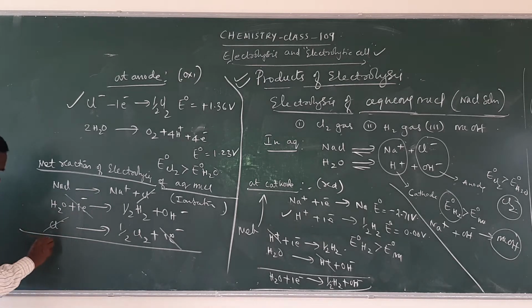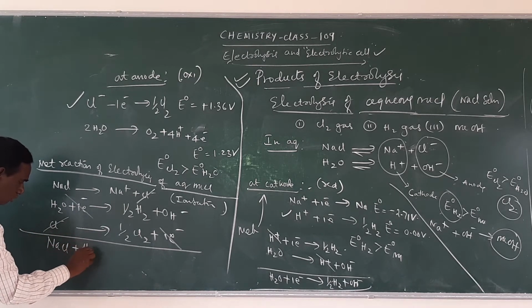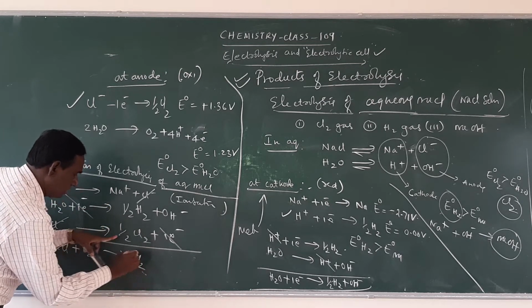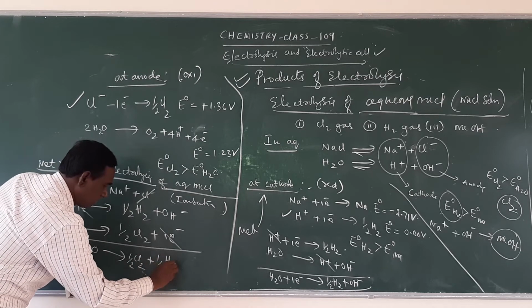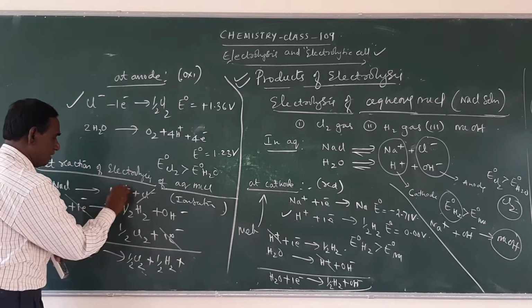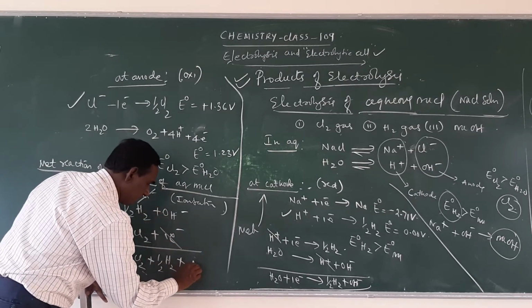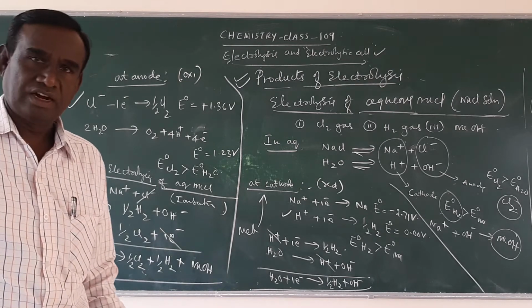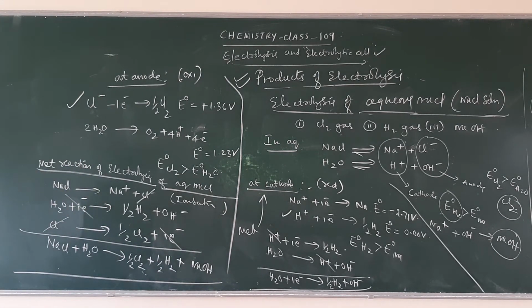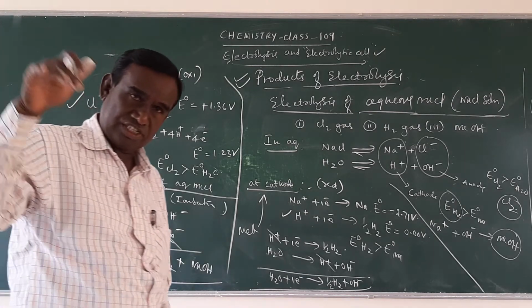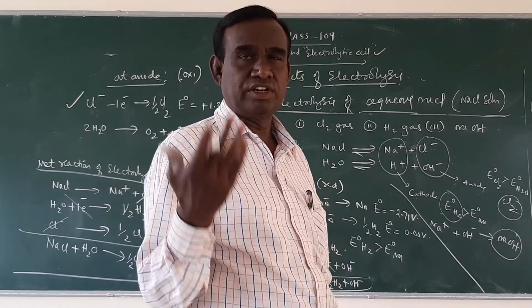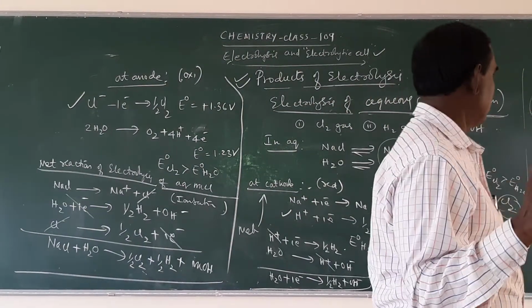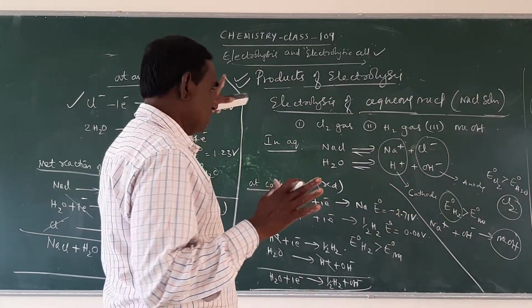Next, NaCl plus H2O gives half Cl2 plus half H2 plus Na+ OH minus, that is NaOH. So these are the products of hydrolysis. That is how we can write the net reaction for electrolysis of aqueous NaCl. For fused NaCl, it is very simple: chlorine gas at the anode and sodium metal at the cathode. But for aqueous NaCl, you have to write all these equations. Remember?